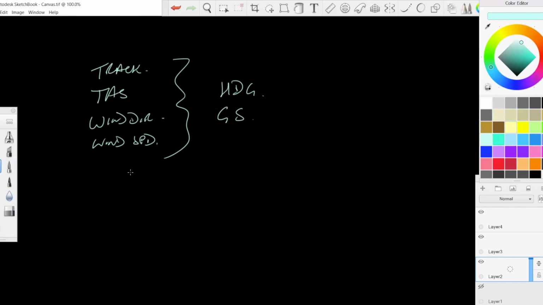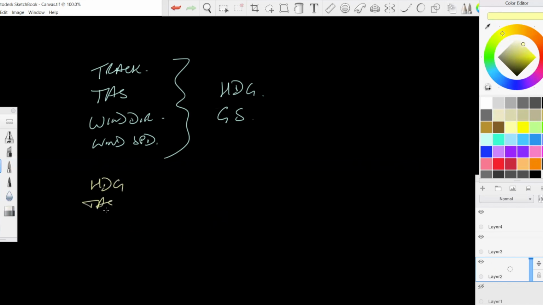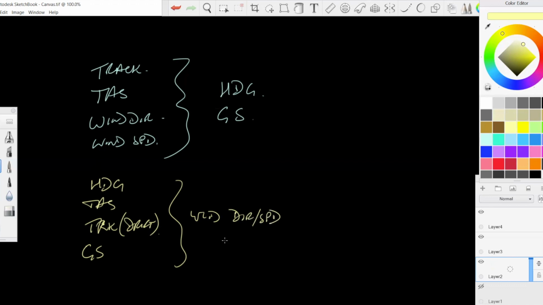As a general rule, they will give you heading, TAS, wind direction, and wind speed, and expect you to work out the track and ground speed. That's probably the easiest of these. They will also give you the heading and TAS, track, or sometimes maybe the drift, but often the track. It doesn't matter which they give you in that question, and the ground speed, and expect you to work out the wind, so wind direction and speed. So that's the 3rd really common one.